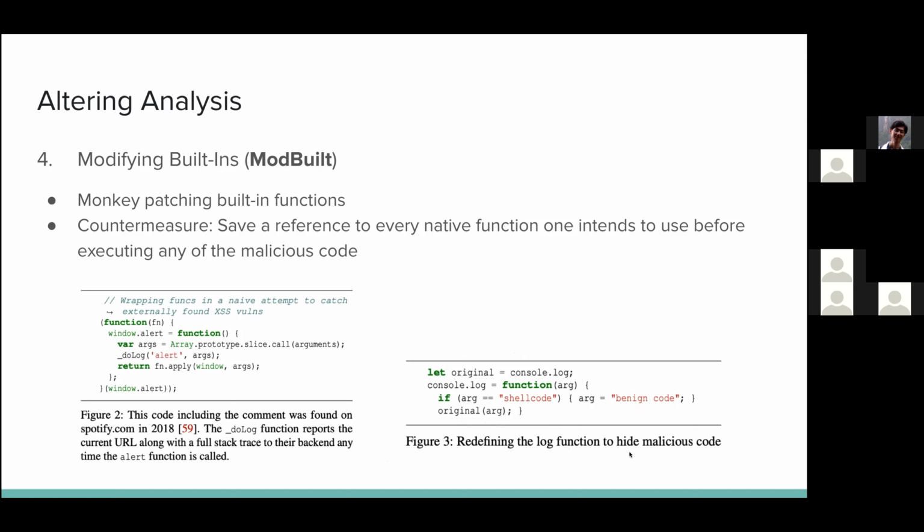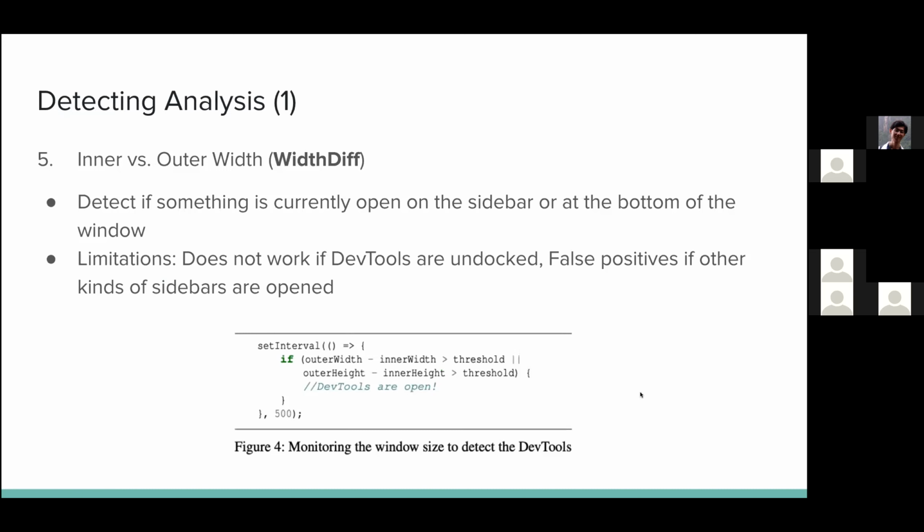Okay, let's keep going. The next two functions don't change anything that the user sees. They don't change it directly, but the main objective is to detect whether developer tools is open. This technique detects whether anything is open on the sidebar or at the bottom of the window. It records the outer width of the window as well as the inner width. If there's a difference, it means that something is open on the right side or at the bottom.